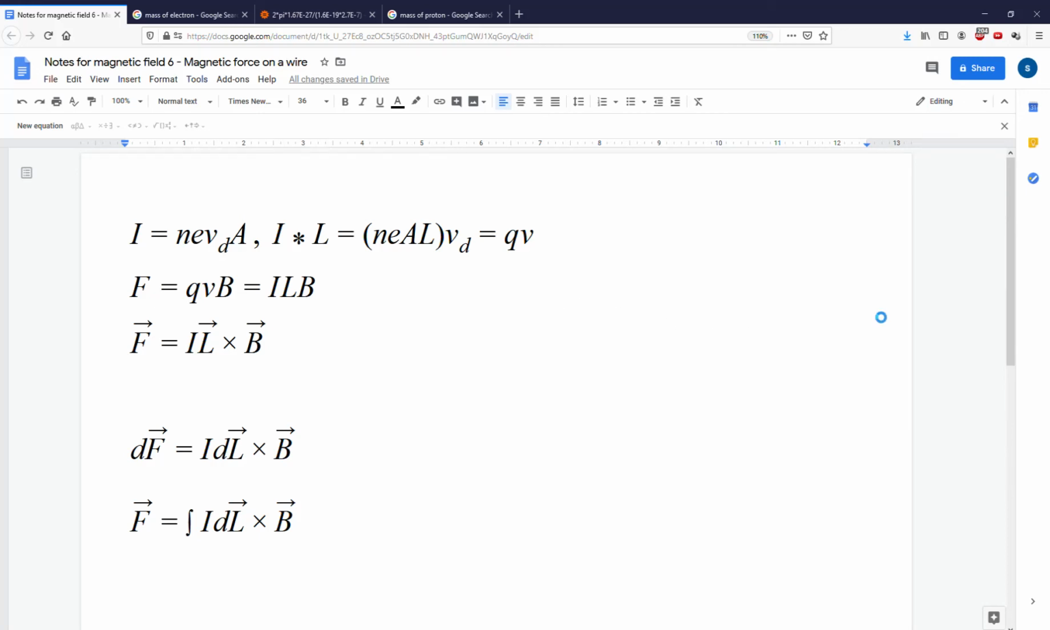If you will recall, when we originally defined current, we said that current was the result of a bunch of charged particles having net motion. The formula we used was current is equal to number density of electrons times the charge of an electron times the average drift velocity times the cross-sectional area of a wire.